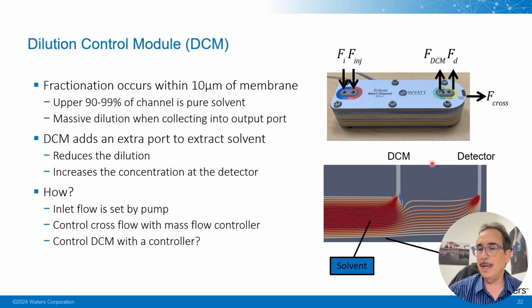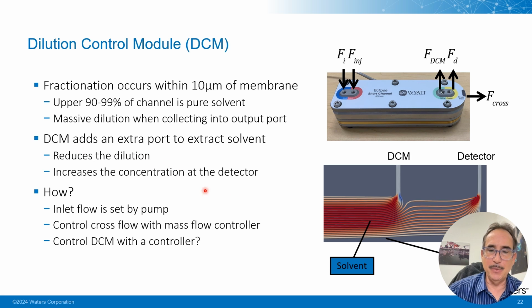So there's an old idea of making a separate port that can skim off the pure solvent that's in the top of the channel and separate it from the sample, which is really right here at the bottom streamline. And so our implementation of this idea is called the dilution control module. We've optimized it so that we have very good separation. We don't, for example, take any of the sample and have it go into the DCM port. The sample all ends up in the detector, and we get minimal loss of resolution when we do this.